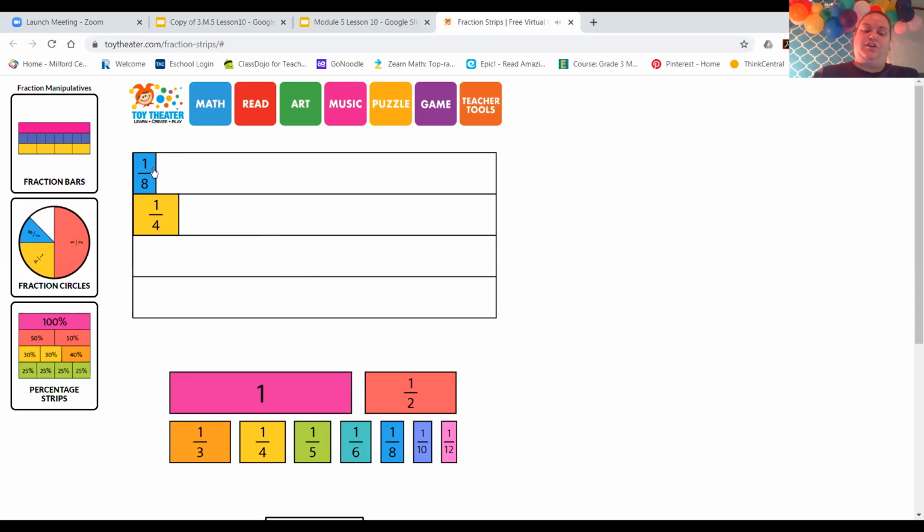So when you're comparing fractions, remember that the bigger the denominator, the smaller the pieces. I hope you enjoyed that lesson.